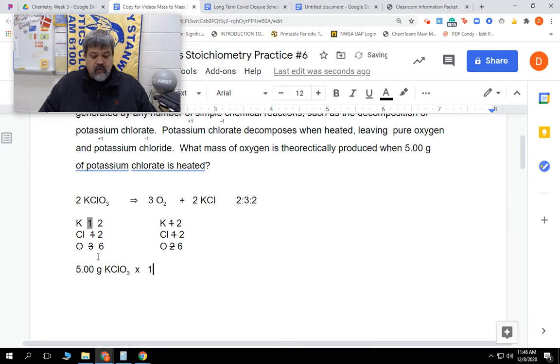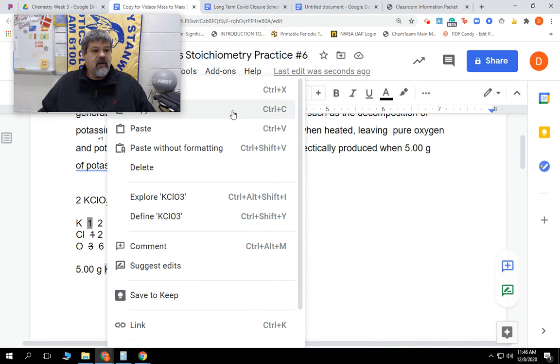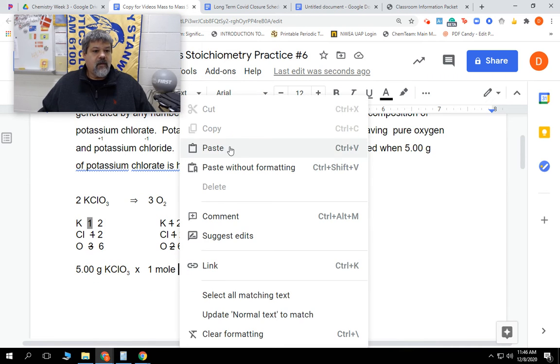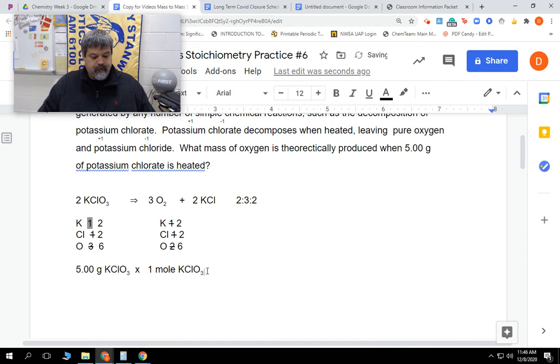So we know that 1 mole of potassium chlorate, and I'm just going to copy this for our purpose right now. So we're going to copy that, and we'll paste it right here. And we know that once we get down here, we're going to go ahead and put down the number of grams. Now, in order to figure out the number of grams of potassium chlorate, we have to make sure that we figure out the molar mass.